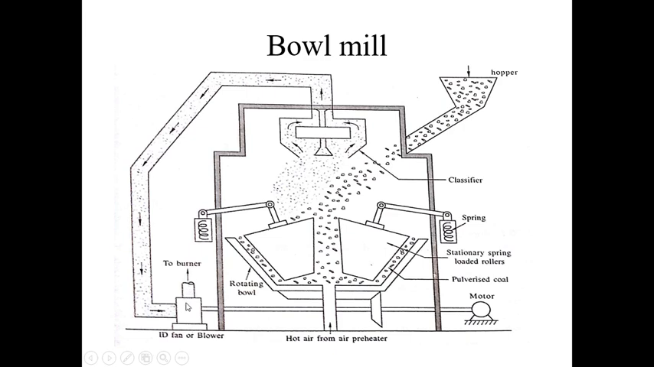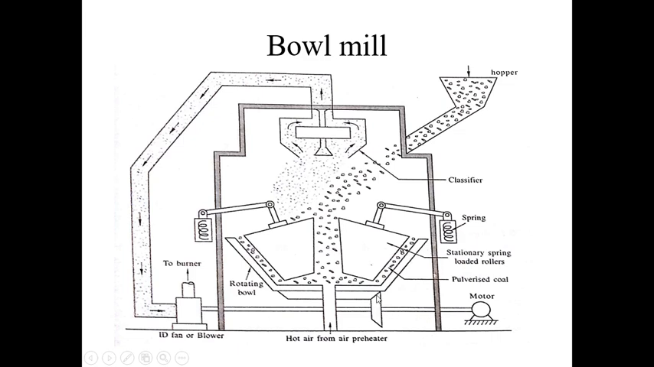So like this, the ID, induced draft fan will just suck that from there, and this is a filter. Only the required size of pulverized coal is taken into the burner. Here, why they have shown the ID fan is, both the motor and the ID fan are run by a common shaft, just to minimize the power requirement. So both are run by the same common shaft here.